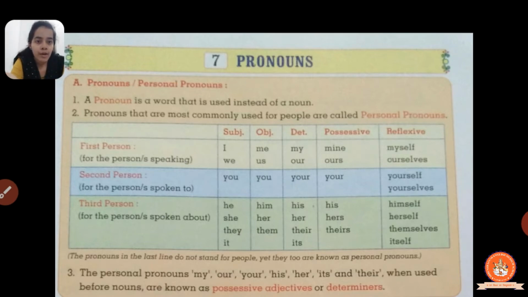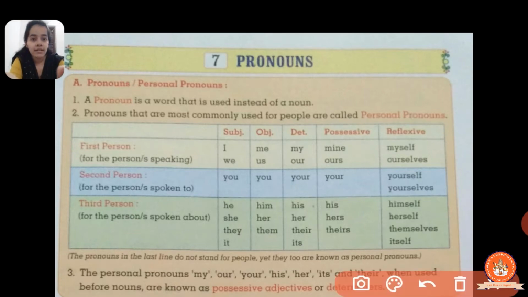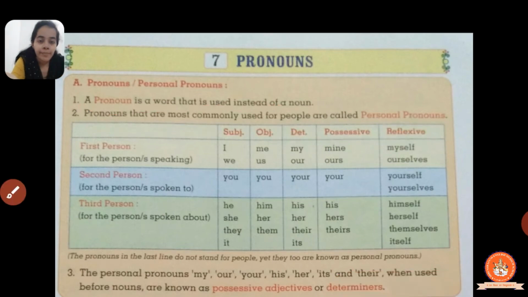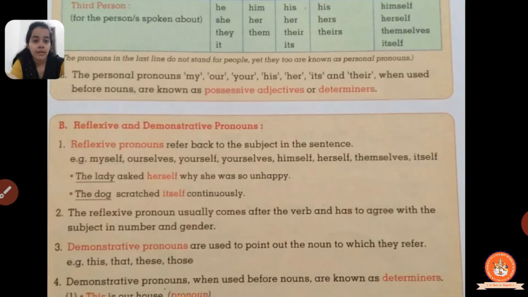Second point: pronouns that are most commonly used for people are called personal pronouns. The pronouns which we use mostly for people are called personal pronouns. Both these sentences are very important, so underline both in your workbook. Now we will read the table, but before that I'll explain the other point given over here.